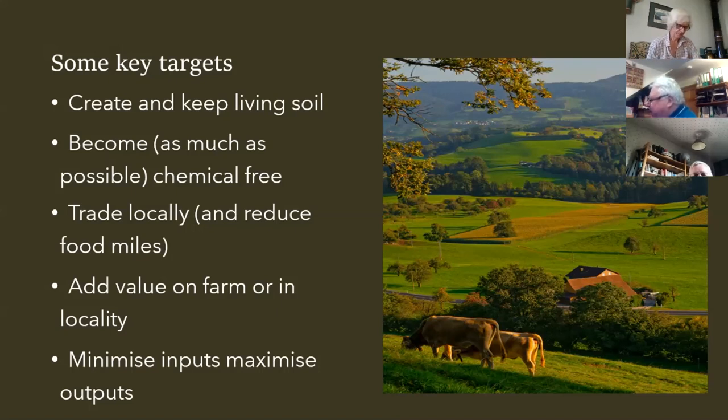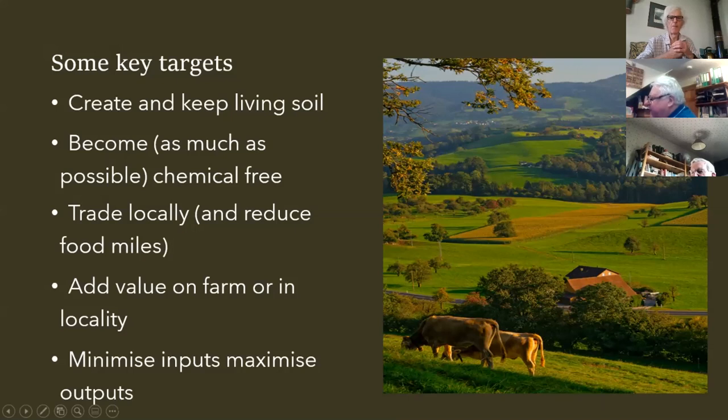Trading locally, apart from reducing food miles, creates links between the producer and the consumer. People value what they get. My wife came home with some cheese the other day from Dunlop Farm in Dumfries and Galloway. Charlie was talking about big dairy farmers and so on. I mean, I love that. It's not just some camembert from somewhere in France. It's a cheese that's identified to the farm it came from. That to me is of value.